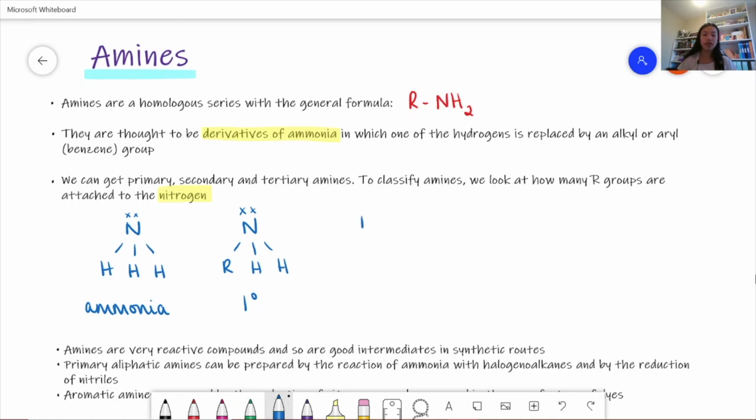And then we have the secondary amine. This is where we have 2 R groups and a hydrogen. And then we have the tertiary amine, where we have 3 R groups attached to the nitrogen.